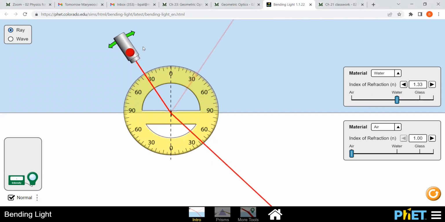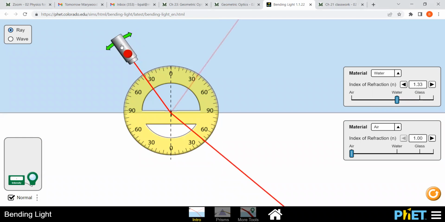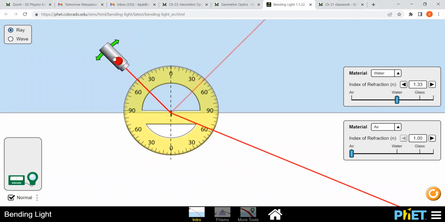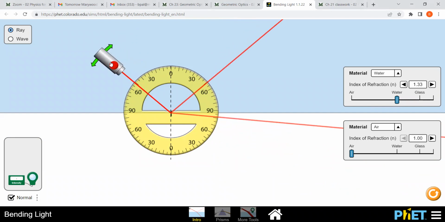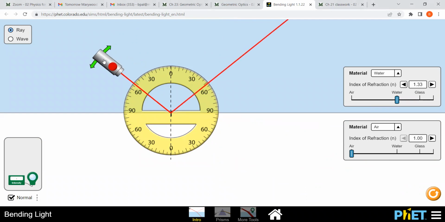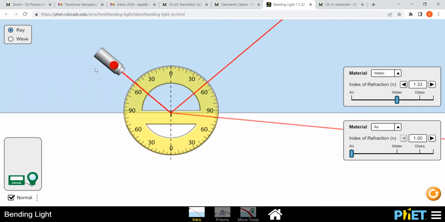Now if I increase the angle of incidence, you see that the angle of refraction is also increasing. At some point it becomes 90 degrees, right? It's very difficult to show when it is exactly 90 degrees. We have to move it very slowly. You see that at some point it will be 90 degrees. I cannot show here that it is exactly 90 degrees, but it is very close to 90 degrees.